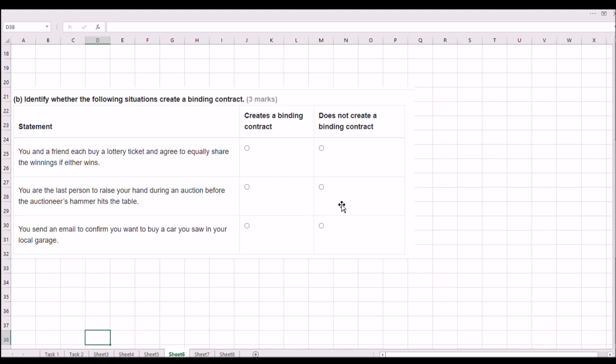Identify the following situation: create a binding contract. So to create a binding contract, we need to have offer, acceptance, really, and we also need consideration. So you and a friend each buy a lottery ticket and agree to equally share winnings if either win. Do we have offer? You might agree it there. Do we have acceptance? Well, you've agreed it, but do we have consideration? You don't really. You haven't each bought part of the other one's lottery ticket. So you haven't got a consideration there, so you've not got a contract.